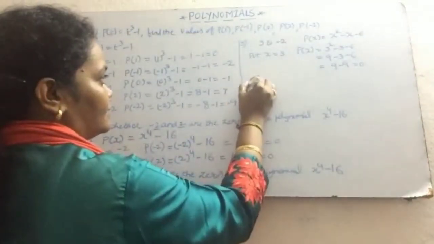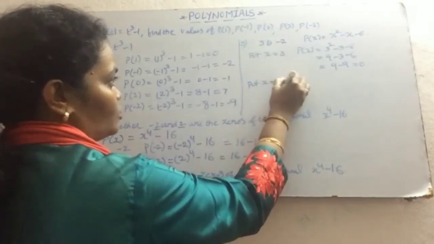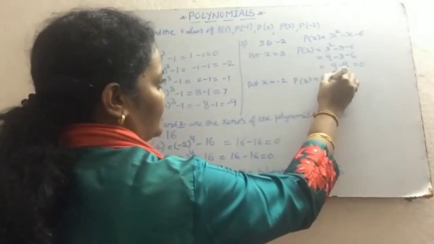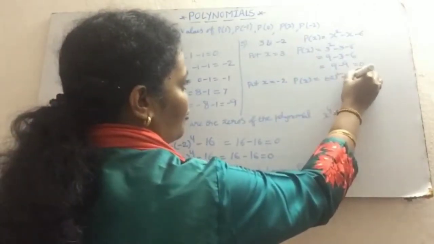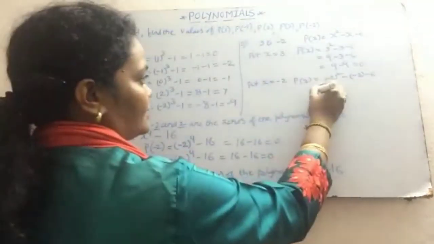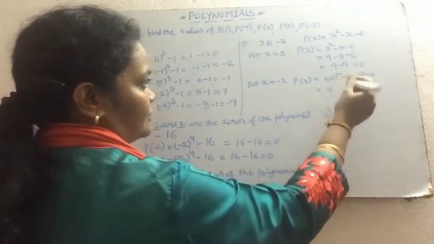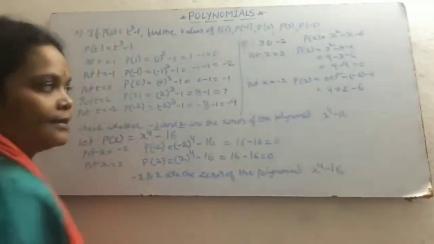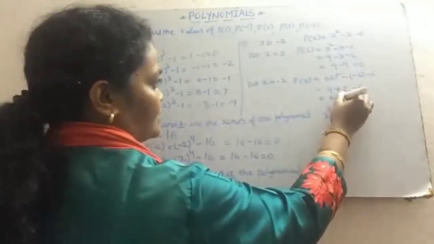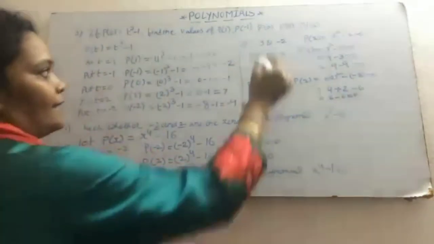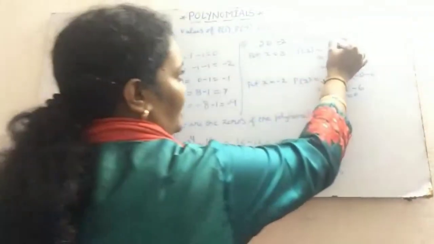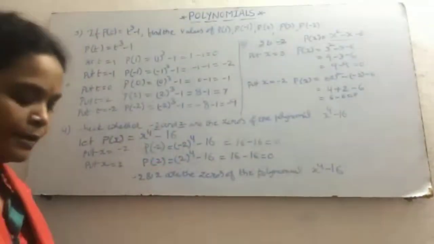And next, put x equal to minus 2. Then P of x equal to minus 2 whole square minus of minus 2 minus 6. So that means 4 plus 2 minus 6. That means 6 minus 6 is equal to 0. So 3 and minus 2 are zeros of the polynomial x square minus x minus 6.